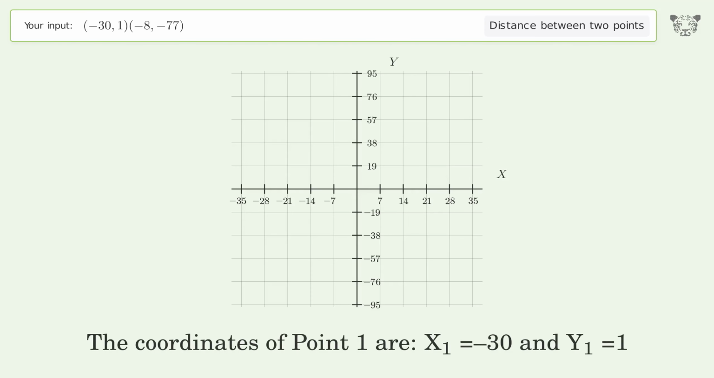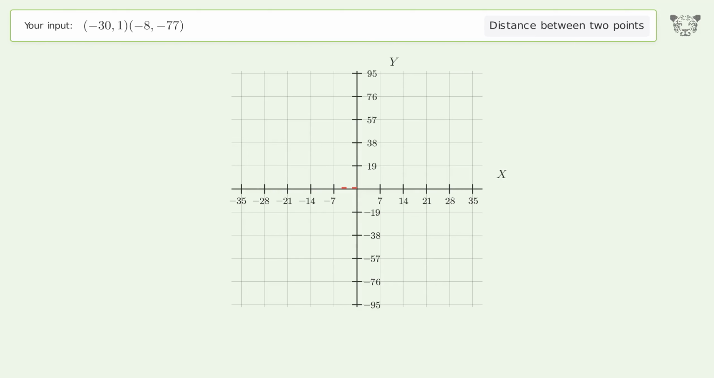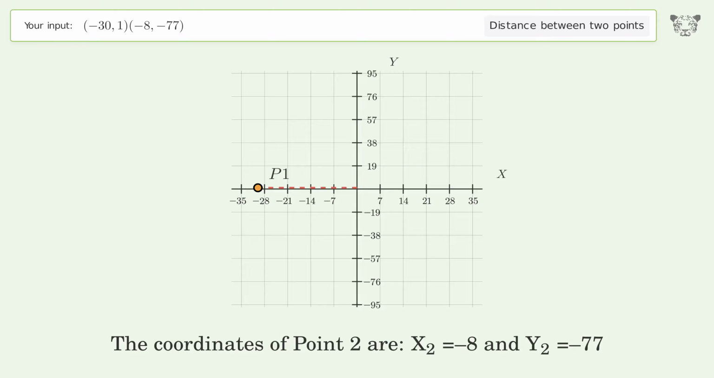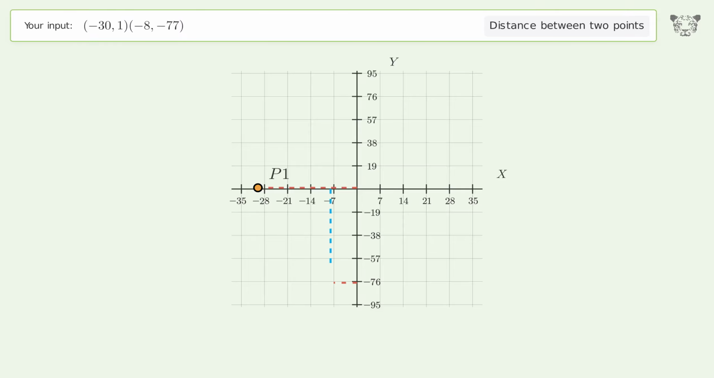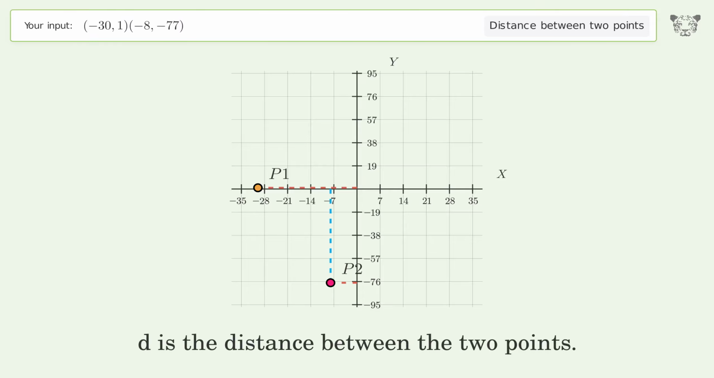The coordinates of point 1 are x1 equals -30 and y1 equals 1. The coordinates of point 2 are x2 equals -8 and y2 equals -77. D is the distance between the 2 points.